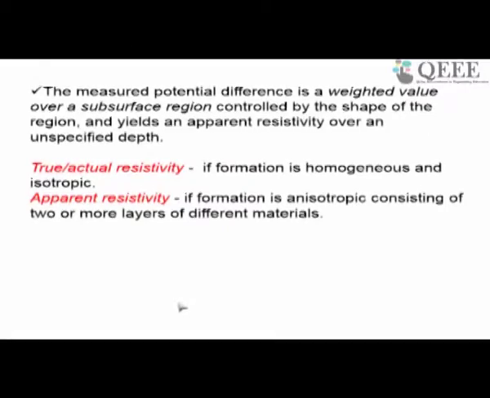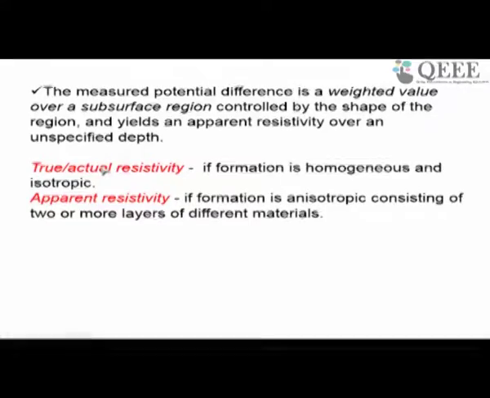Now the measured potential difference is a weighted value over a subsurface region. Okay, controlled by the shape of the region, and it yields an apparent resistivity over an unspecified depth. So you get the true resistivity when you have a homogeneous or single layer, but when you have so many layers or the ground is changing with depth, you will get an apparent resistivity, which is the weighted or averaged value.